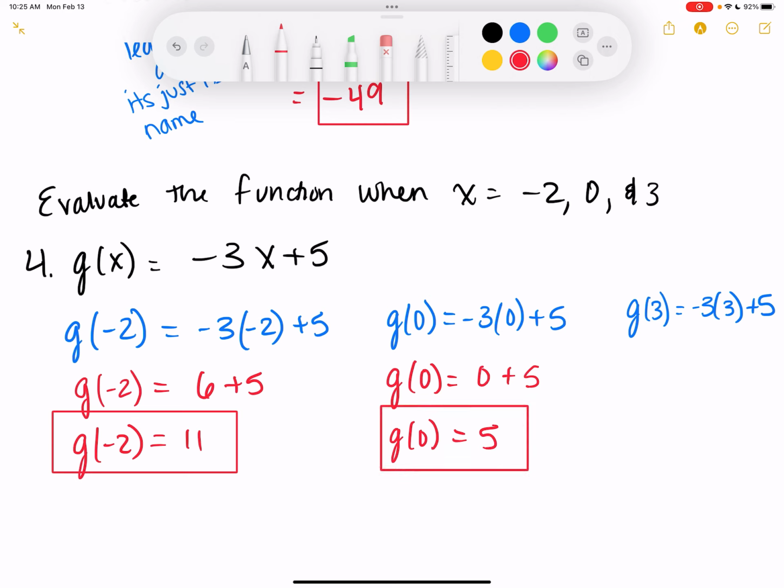Yep. So g of 0 is equal to 5. And then over here, g of 3 is equal to negative 3 times 3, which is negative 9, plus 5. And then negative 9 plus 5 is what? Negative 14? Huh? Negative 9 plus 5. Or do you subtract? Subtract. Okay, 4. Negative 4. Yep, negative 4. If they have opposite signs, we subtract; same sign, we add.